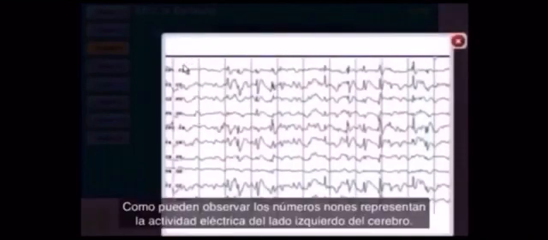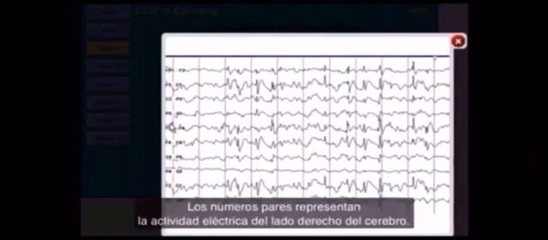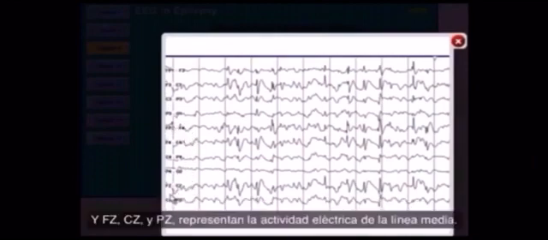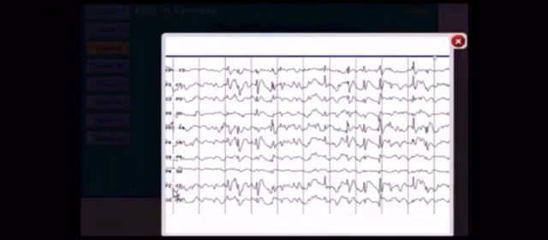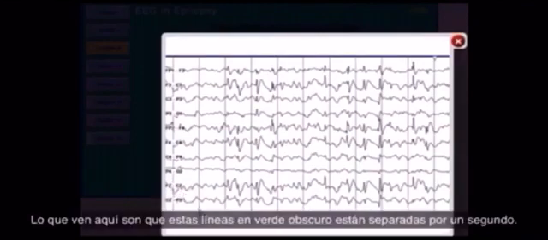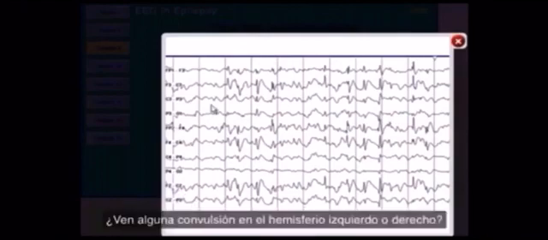As you see here, the odd numbers record electrical activity from the left side of the brain. The even numbers record electrical activity from the right side of the brain. And CZ, FZ, and PZ record electrical activity from the midline. What you see here, these dark green lines are separated by 1 second. Now, do you see a seizure on the left hemisphere or the right hemisphere?